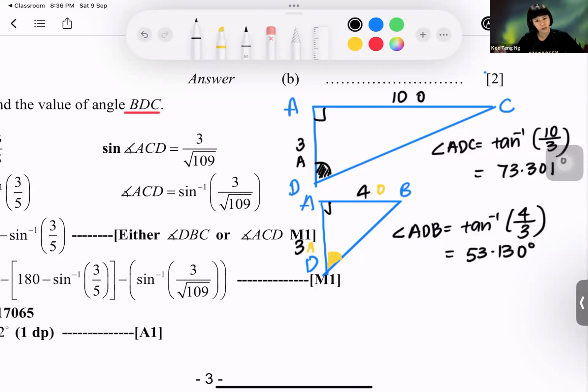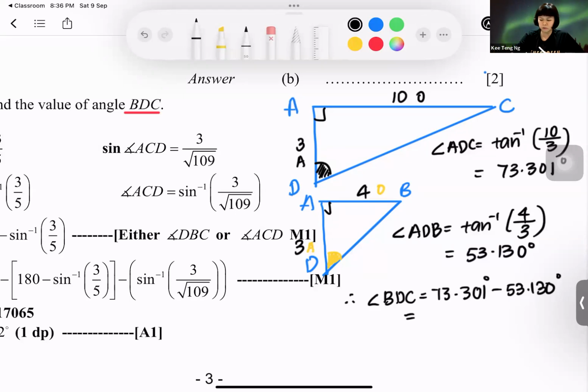53.130 degrees, 5 SF again. So therefore, angle BDC equals the larger angle 73.301 minus 53.130 degrees. That gives me 20.171. Rounding it off to one decimal place, that will be 20.2 degrees, correct to one decimal place.